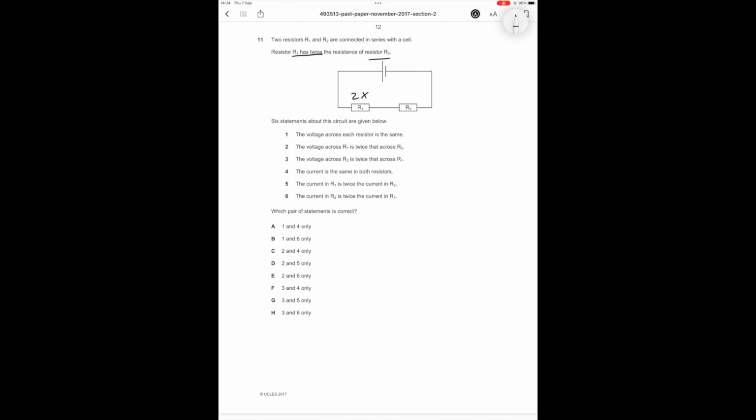The voltage across each resistor is the same, so we're working with the equation that V is equal to IR. So the resistor with double the resistance is therefore also going to have double the voltage. So therefore the voltage across R1 is twice that across R2. Statement 2 is correct. And since this is a series circuit, the current is the same everywhere. It doesn't split. So therefore, the current is the same in both resistors, and only statements 2 and 4 are correct, and therefore the correct answer option in this case is C. Okay.